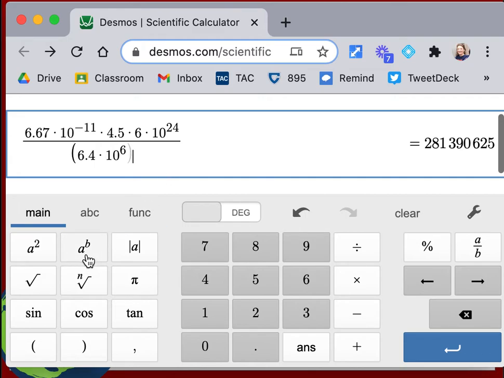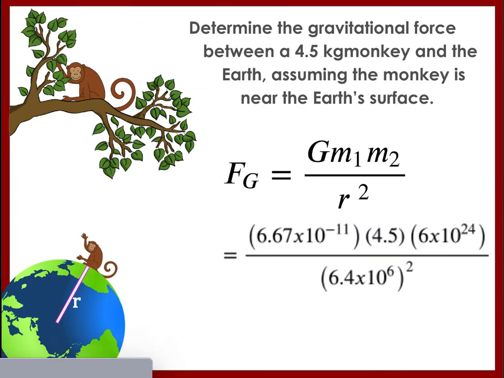And again, you could use that A to the B key, or they actually have just a squared key on Desmos. Okay, and you can see that all along it's been calculating the values, but here now is my final answer. I'm going to round that off to 44.0 newtons. All right, let me get that out of the way. So 44 newtons is my answer.